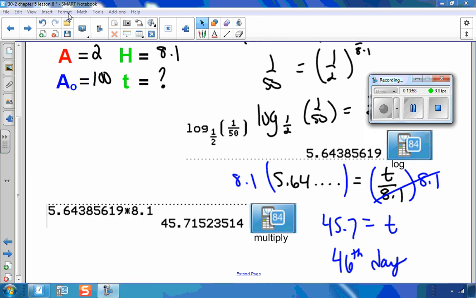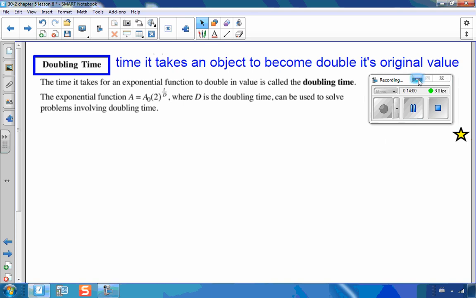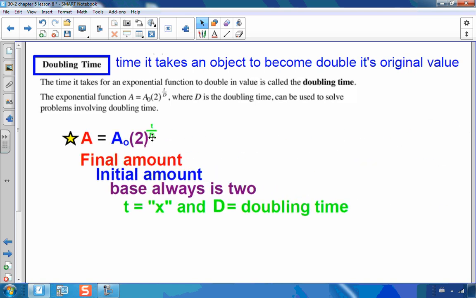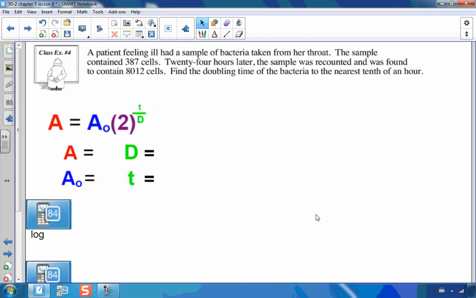So I just want to look at a doubling time example now. Doubling time is the same kind of idea as half-life. A patient feeling ill had a sample of bacteria taken from her throat. The sample contained 387 cells, so that's my initial amount. 24 hours later, that's my time, the sample was recounted and was found to have 8,012 cells. That's my end amount. Find the doubling time it takes the bacteria to double to the nearest 1/10 of an hour.